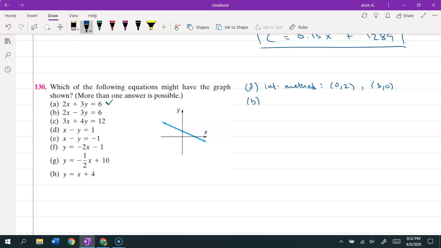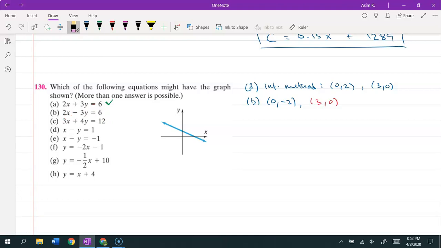Using the same intercept method, if I set 2x equal to 0, I end up with negative 3y is equal to 6, and therefore y is actually equal to negative 2. Automatically, you should throw that out and be like, yeah, that's not going to work. But just to be on the safe side, 0 comma negative 2 is my y-intercept. Now ask yourself, what is the x-intercept? And remember, to find the x-intercept, you set this part equal to 0. So 2x is equal to 6, and therefore x is equal to 3. So 3 comma 0 is the x-intercept.